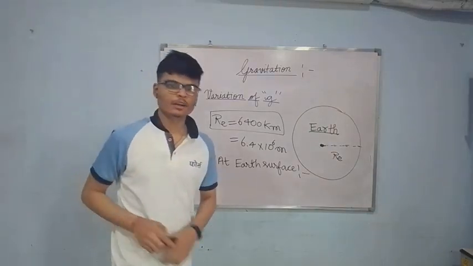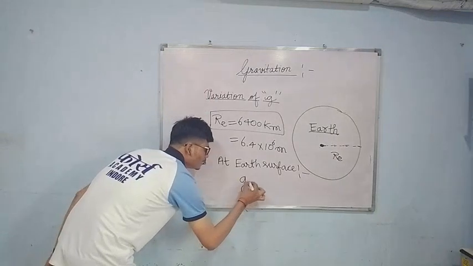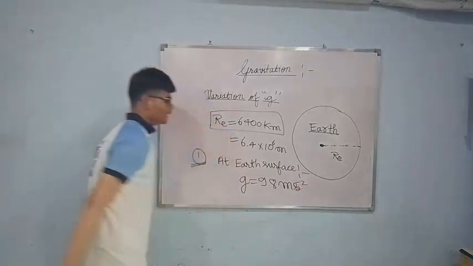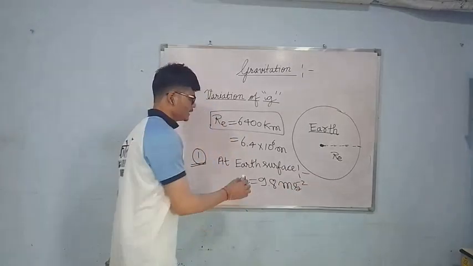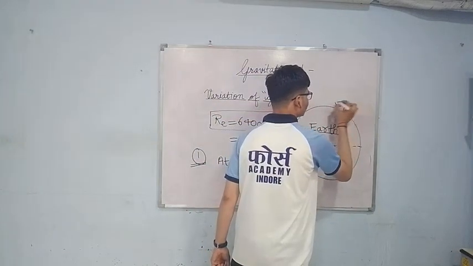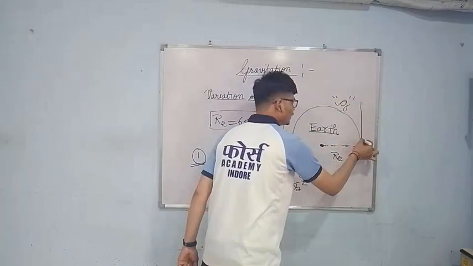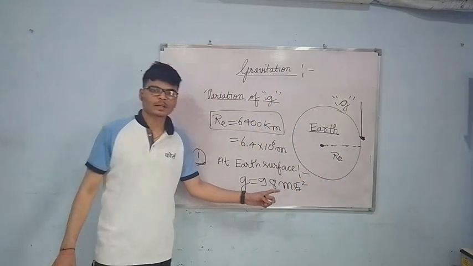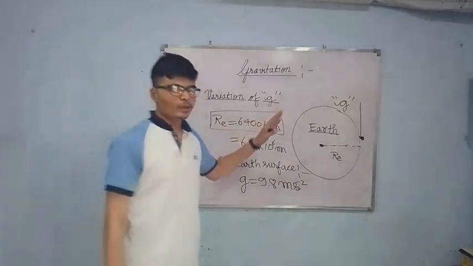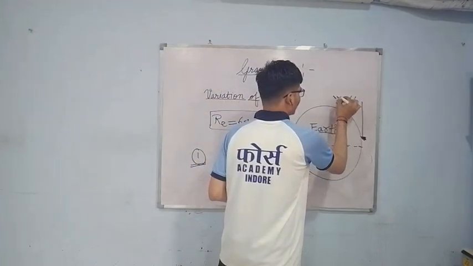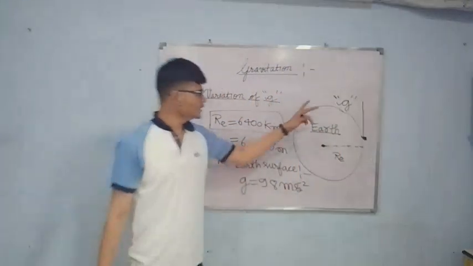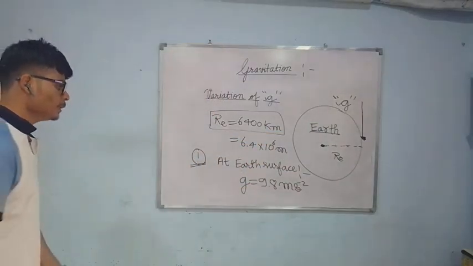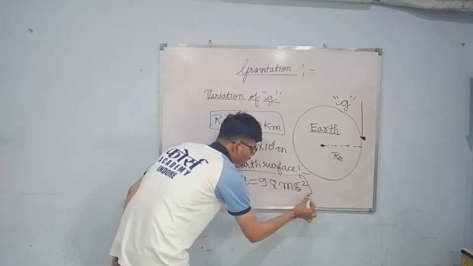On Earth's surface, the value of g is equal to 9.8 meter per second square. What is this g? G is acceleration due to gravity. When an object is falling from a certain height, this acceleration of 9.8 meter per second square is exerted on it and pulls it down towards the earth. So g is 9.8 meter per second square on Earth's surface.